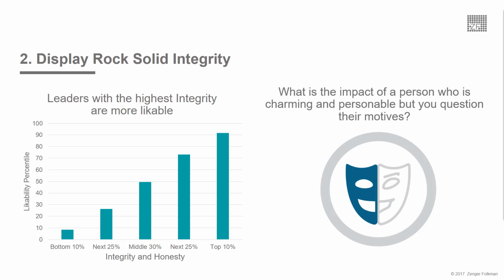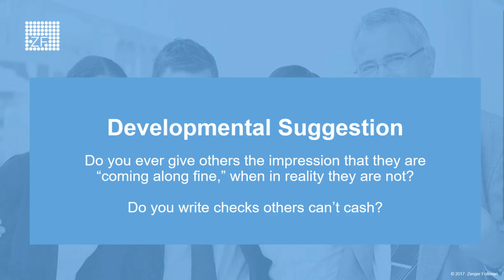And so I guess the developmental suggestion that we're suggesting to you is, do you ever give others the impression that they're doing fine when in reality maybe they're not? In other words, do you write checks that you can't cash? And this quality of integrity looms very large in how likable the leader is seen to be. I know there's a tendency for people to tell people, everything's fine, you're doing good, but when people aren't. And that comes back to haunt you.